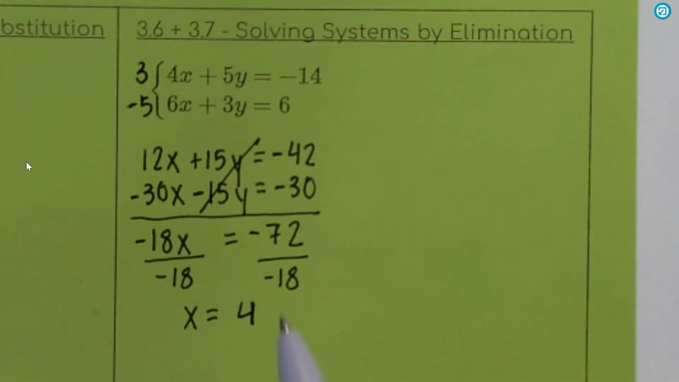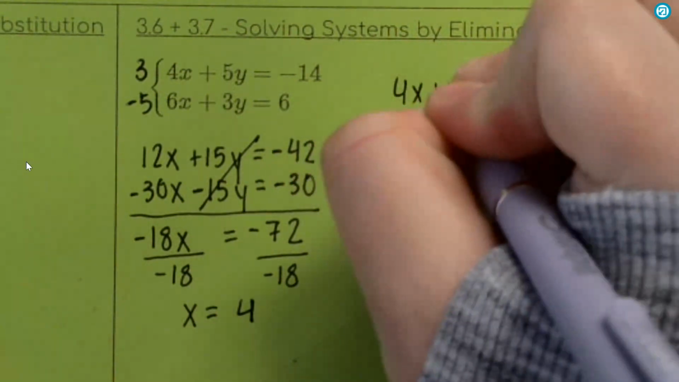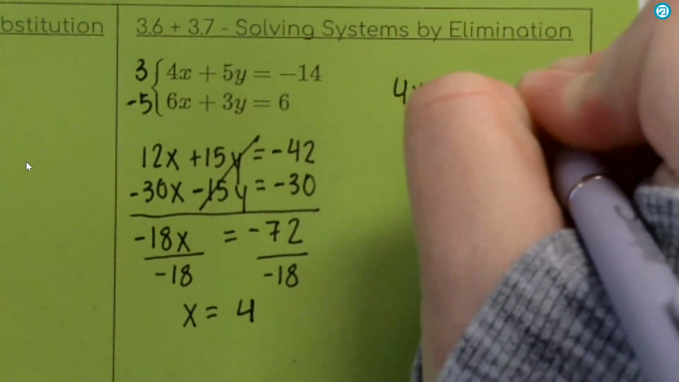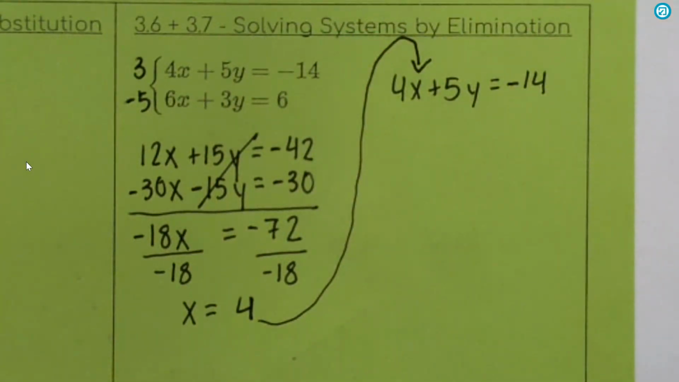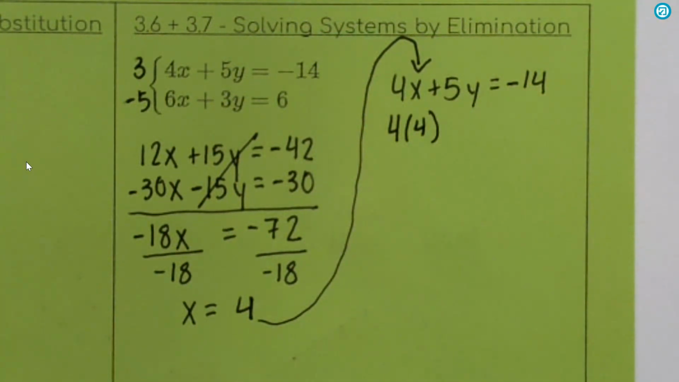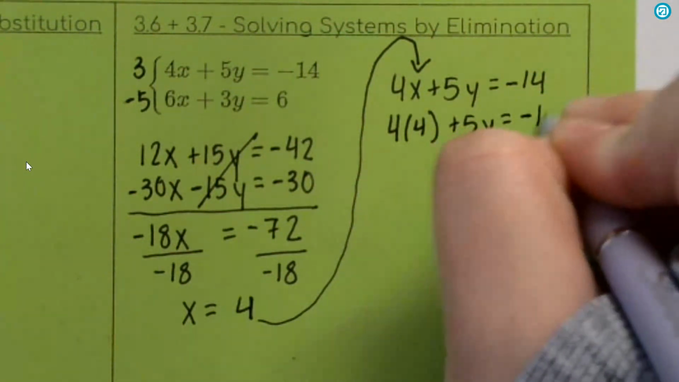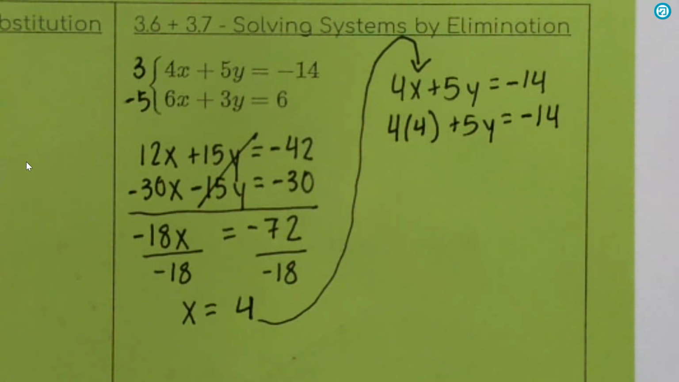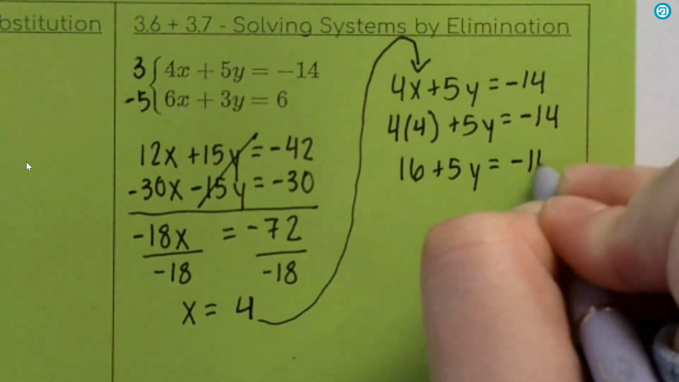Okay, we've got x equals 4. We can take that and plug it back into either original equation. I always just do it in the first one. So 4x plus 5y equals negative 14. So plug in 4 for x. So 4 times 4 plus 5y equals negative 14. 4 times 4 is 16, plus 5y equals negative 14.